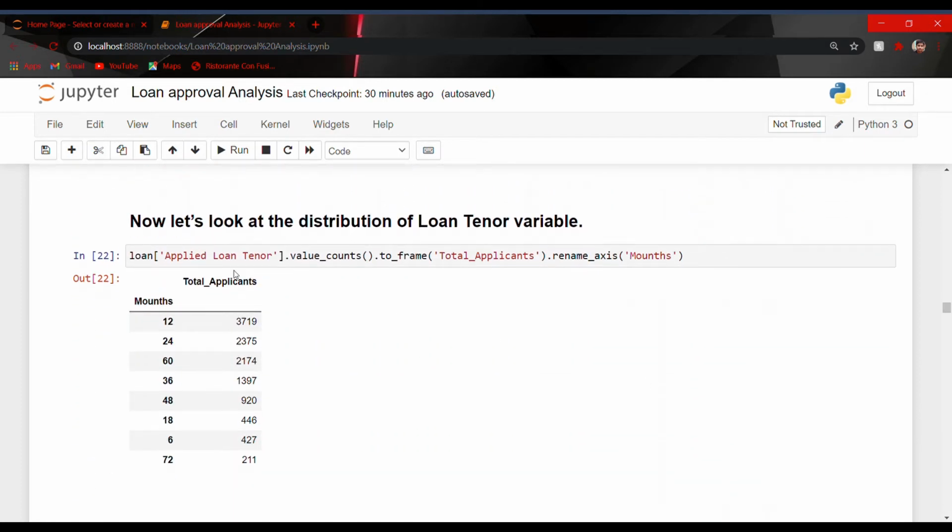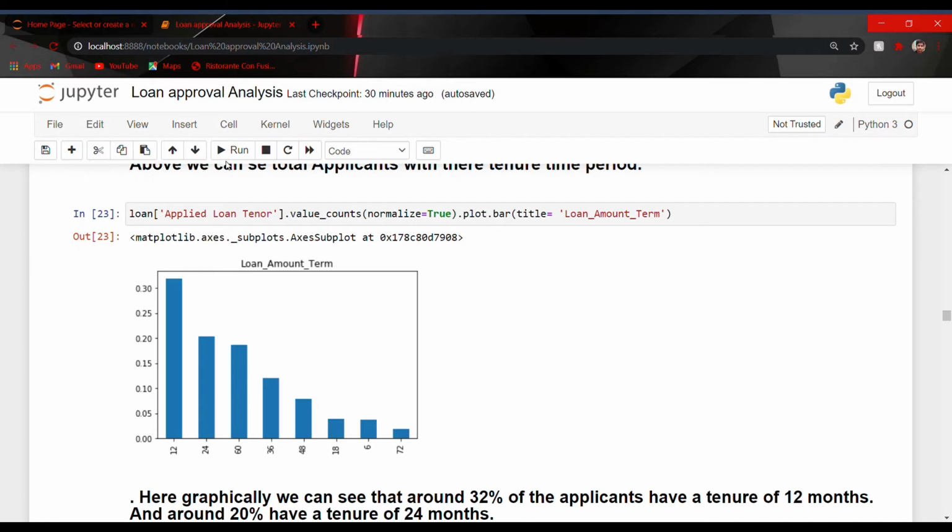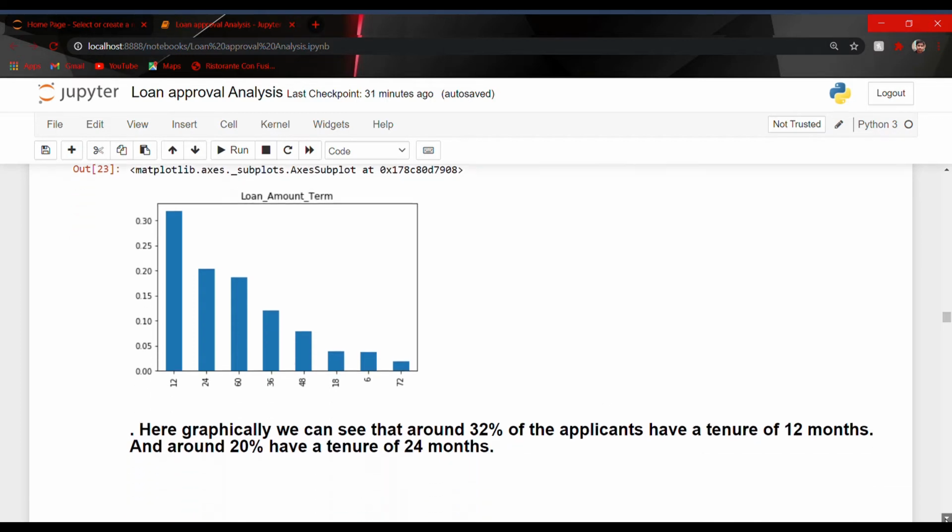Now, let us look at the loan applicants analysis on the basis of their applied tenure. What does tenure mean? That means the time period they are taking to repay the loan amount. We can say that the major section among them took loans with a tenure of 12 months, then 24 months, then 60 months, and so on. Now, this shows the graphical representation of our numeric analysis.